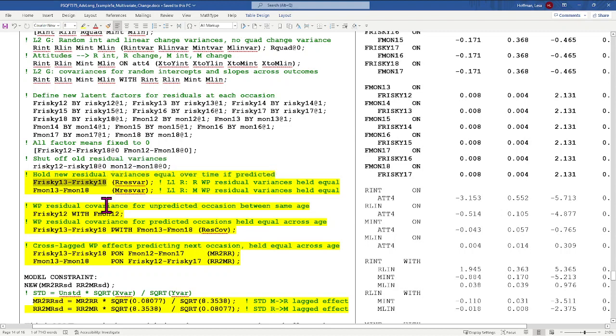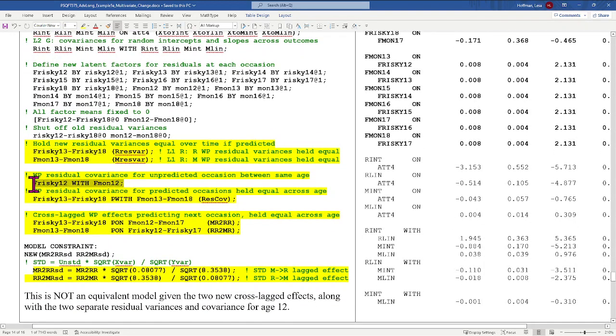So I am letting occasion 12 have a different residual variance because occasion 12 is not going to be predicted by the cross-lag effects, so it should be greater given that it's unpredicted. Likewise, the covariance among the same occasion residuals at age 12 I am letting be separate from the covariance among the same occasion residuals at the later occasions because this is unpredicted, whereas this is after predicted. So it's a residual covariance specifically.